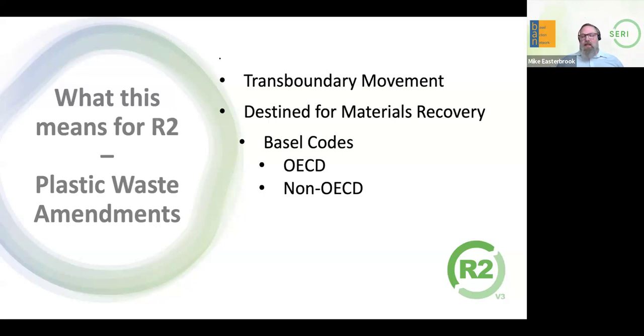Again, for non-OECD, this is easier and more straightforward. This is controlled through PIC. And again, that means that non-party members like the US will be prohibited from trading in Y48 and A3210 with non-parties, absent a valid Article 11 agreement. There are none in place at this time with non-OECD countries. That means countries like Malaysia cannot just receive shredded or baled plastic that hasn't undergone any further processing and therefore doesn't meet the criteria of B3011 from non-parties like the US.